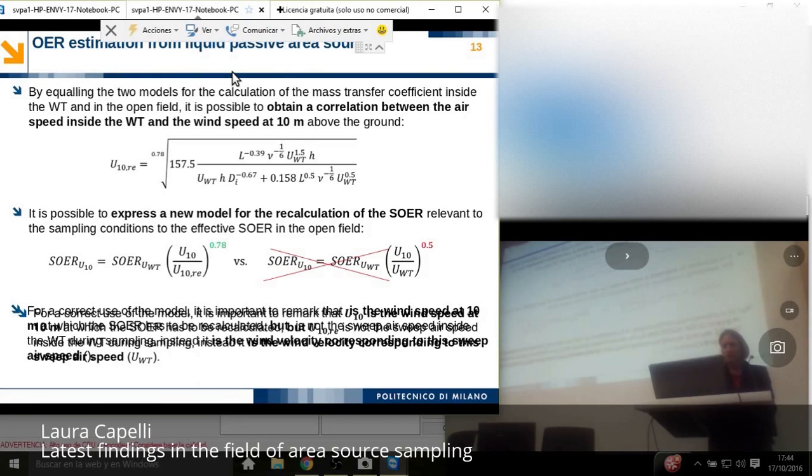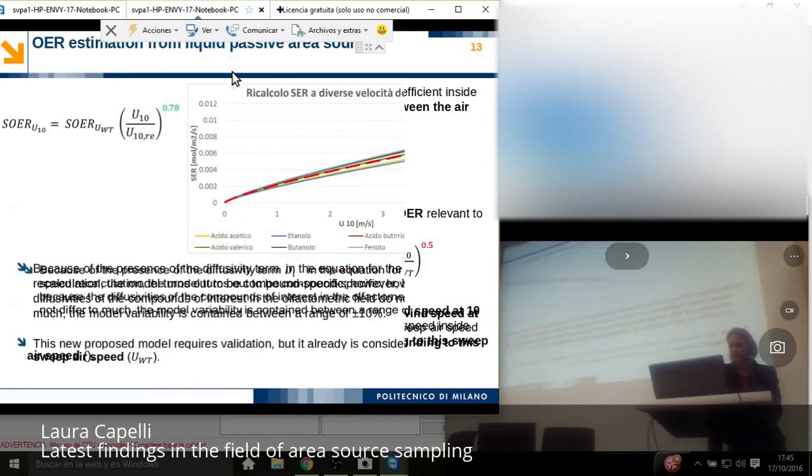You get to this new model that, with respect to the old one, has an exponent of 0.78, which is the typical exponent of the turbulent regime and not of the laminar regime. And then you have this ratio that uses this new recalculated velocity that is obtained by the equating of the two models.